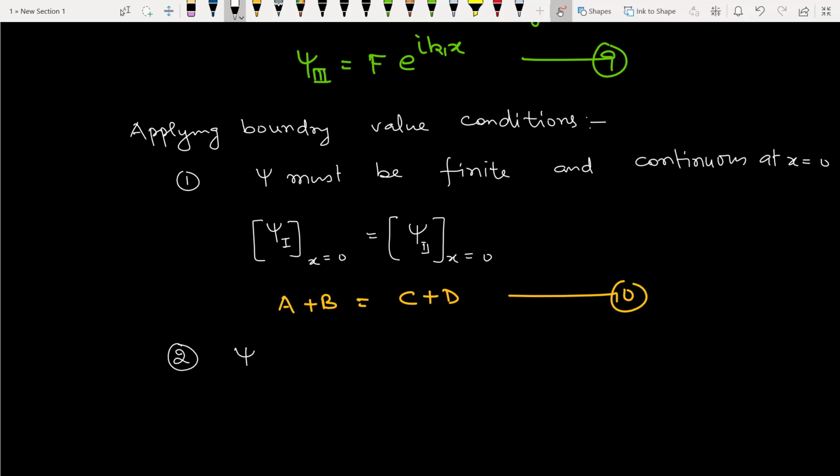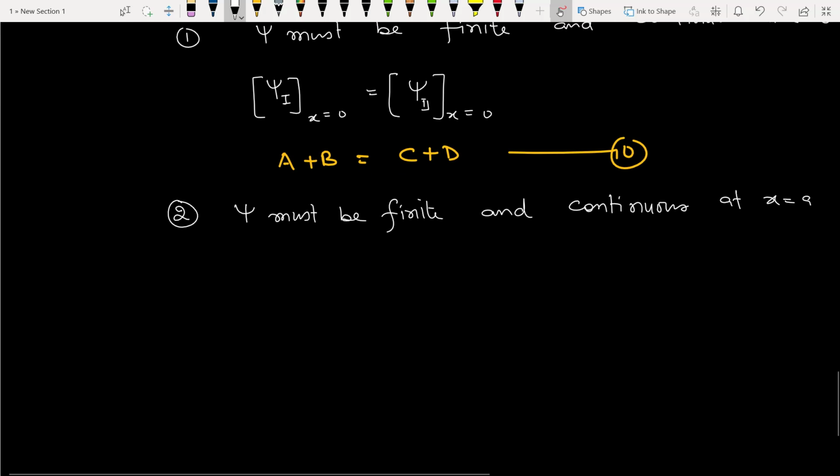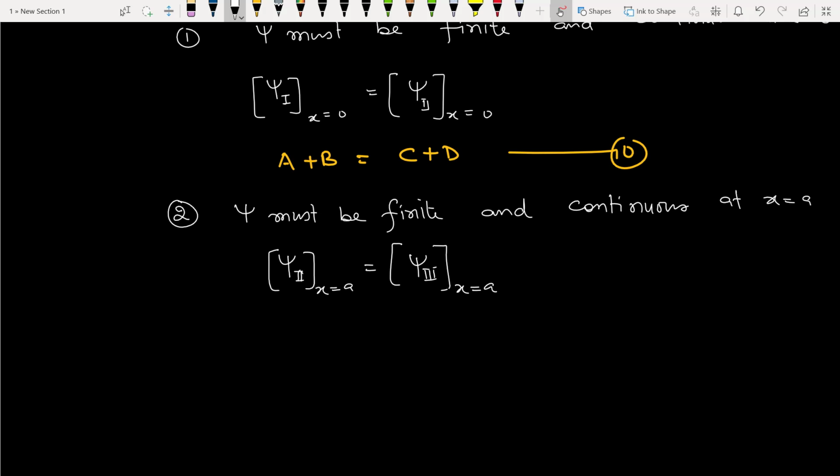Similarly, psi must be finite and continuous at x is equal to a. So psi 2 at x is equal to a should be equal to psi 3, because it is a boundary separating region 2 and 3.